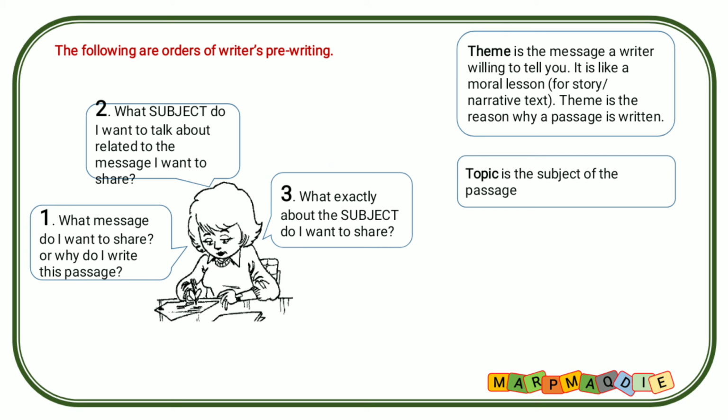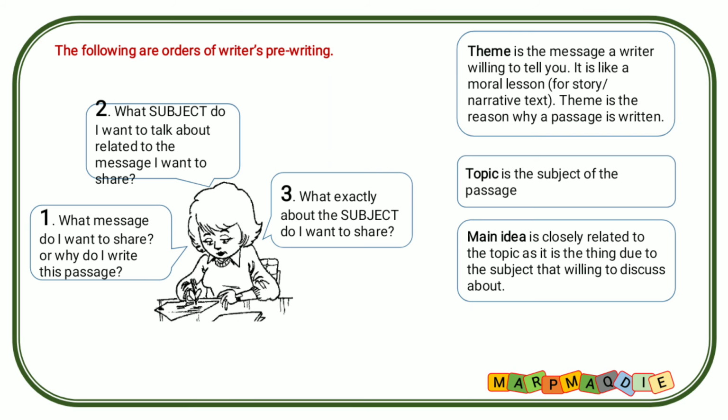So after you find out the theme, the main message that you want to say to the readers, the next is the subject. The subject is the topic. And then main idea is closely related to the topic, as it is the thing about the subject that we are willing to discuss. So what happened to the subject is the main idea. Why the subject is interesting or precisely needs to be discussed and shared with the readers is the main idea in a passage. Again, the main message the writers want to share is theme. The subject of the passage is topic, and what happened to the subject is main idea.